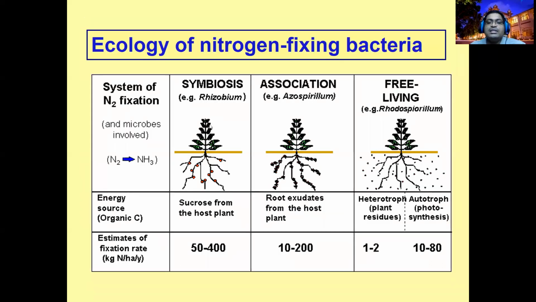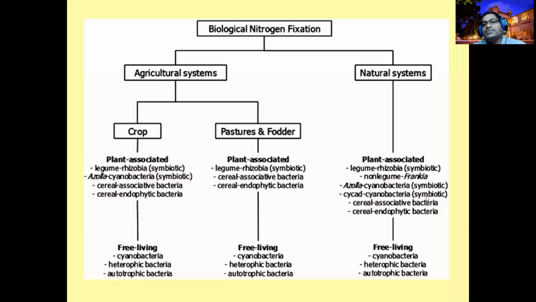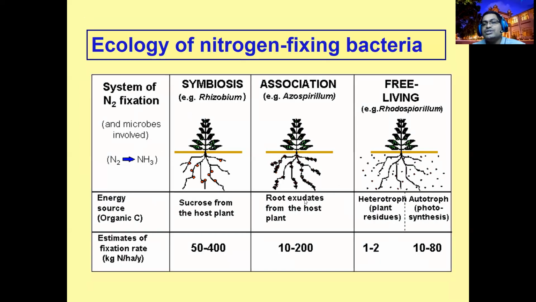Right? So for ecological nitrogen fixation, there are three different categories: symbiosis, association, and free living. The estimated nitrogen fixation by symbiosis is nearly 50 to 400 kilograms of nitrogen per hectare per year. In association, it is 10 to 200. Free living is 1 to 2 in heterotrophs, and 10 to 80 in autotrophs.